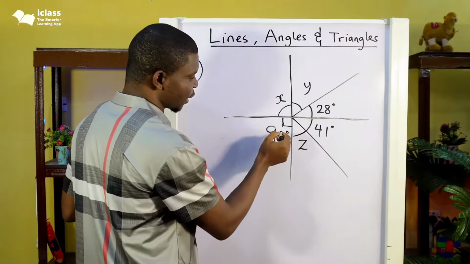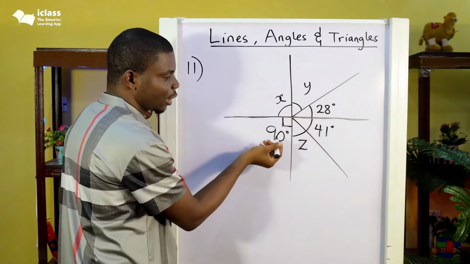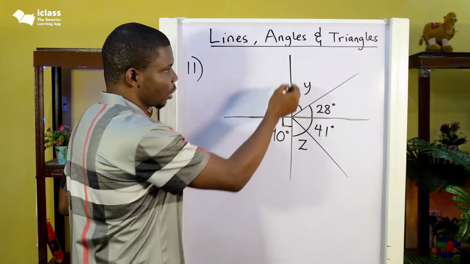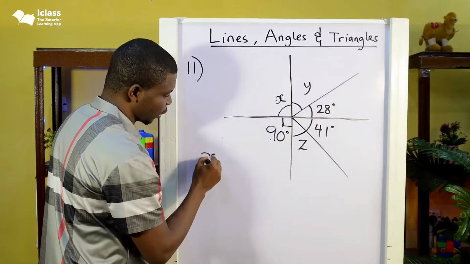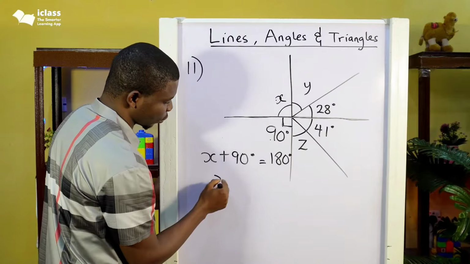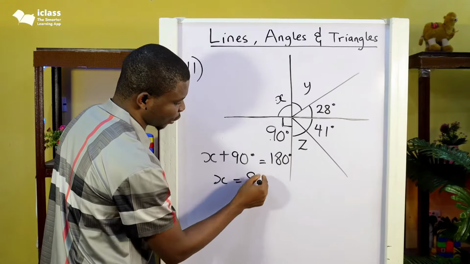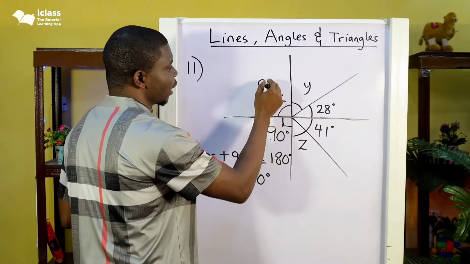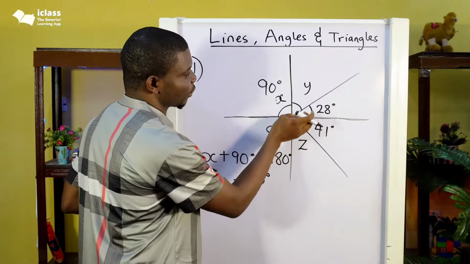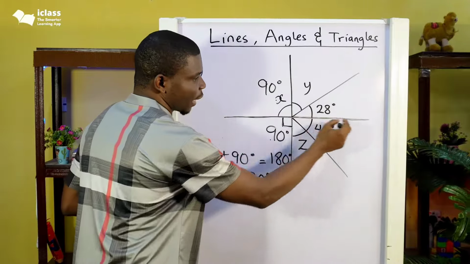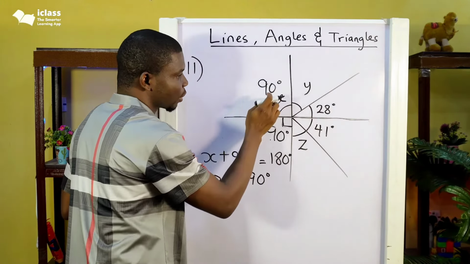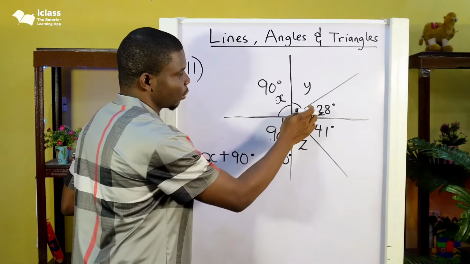So if this is 90 degrees and this is a straight line, then it means x plus 90 would be equal to 180 degrees. The sum of angles on a straight line is equal to 180 degrees. So x will be what? 180 minus 90, which is 90 degrees. So we found our value of x as 90 degrees. Now let's get our value of y. This is a straight line as well, right? So it means this plus this plus this will give us 180 degrees.